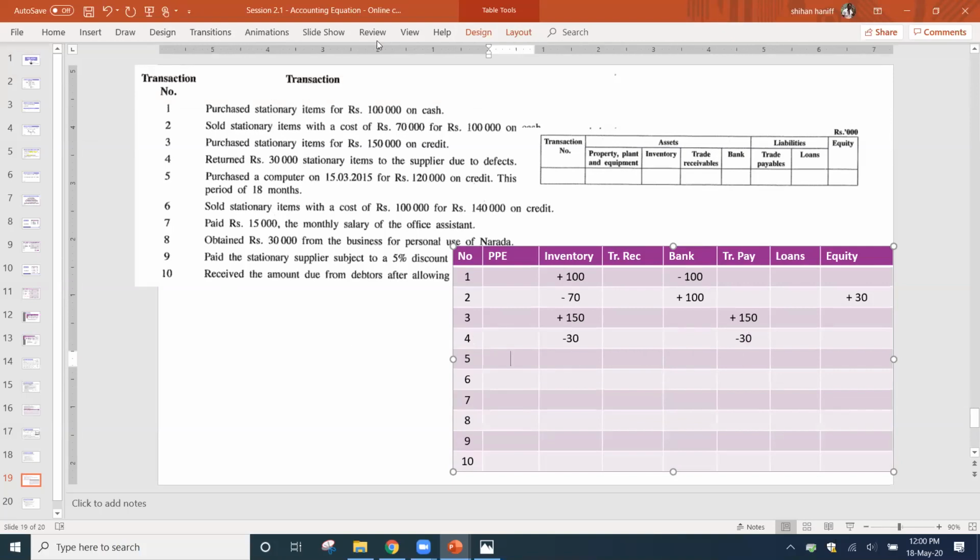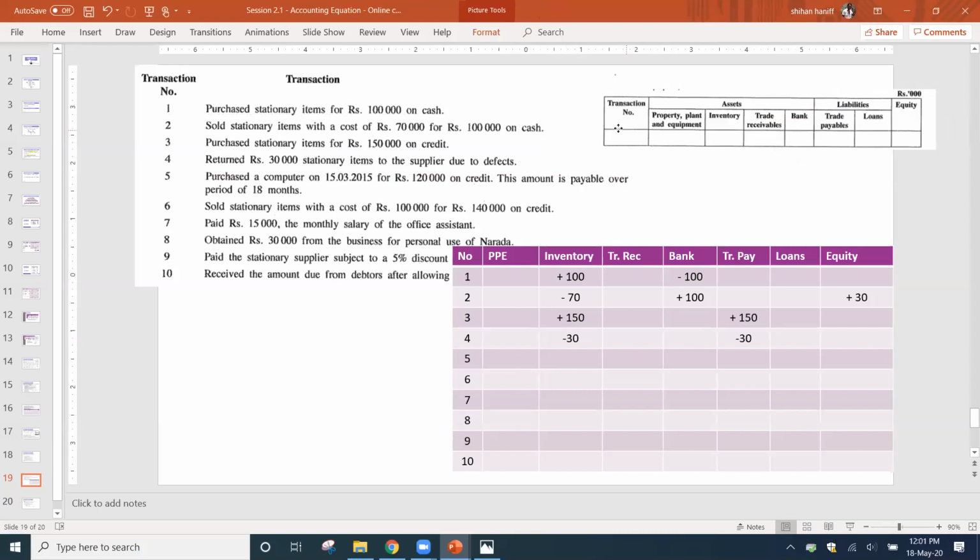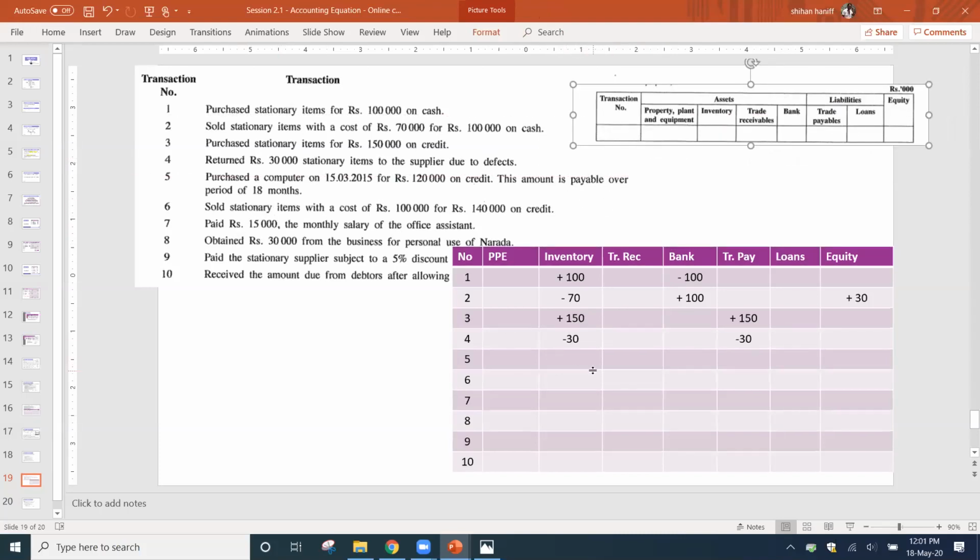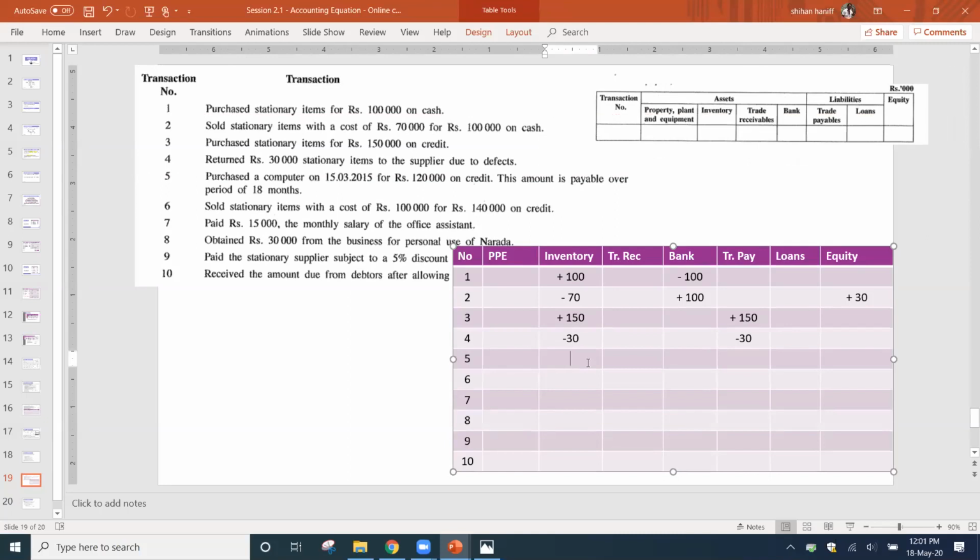Then transaction number 5. Purchased a computer on 15th of March for 120,000 on credit. This depreciates over a period of 8 months. This amount is payable over a period of 18 months. So we are getting PPE 120,000 and this is a loan, 120,000, payable in 18 months.